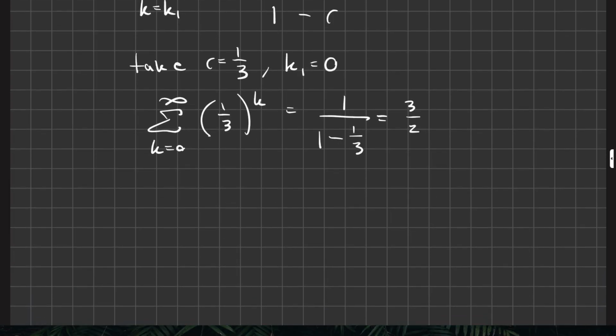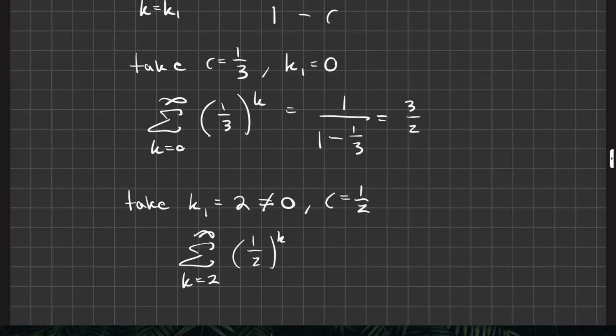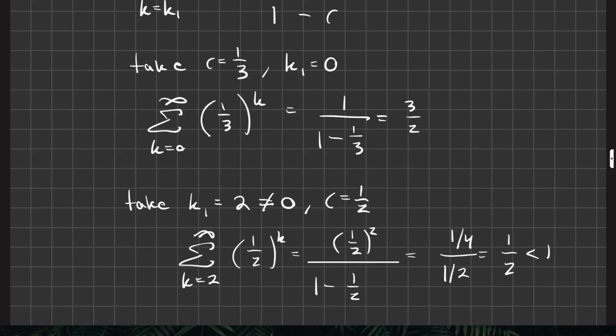And we could take k1 to be 2, which is fine, it's not equal to 0. And we'll let r be 1/2. So this would be the sum from 2 to infinity of 1/2 to the kth power equals 1/2 squared over 1 minus 1/2. This gives us 1/4 over 1/2. So this is just 1/2, which is of course less than 1.